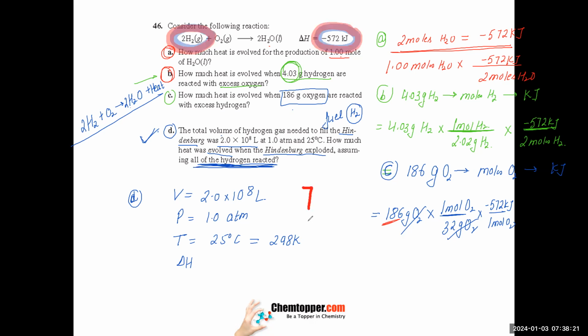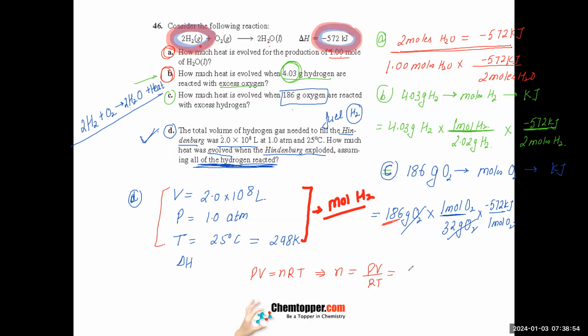Is this information okay with us? Can this information give me moles of H2? Once I have the moles of H2, I can use this ratio. Do I have moles of H2 from this information? Any one of you? Yes. PV equals nRT, ideal gas law. And what is n? n is PV over RT.